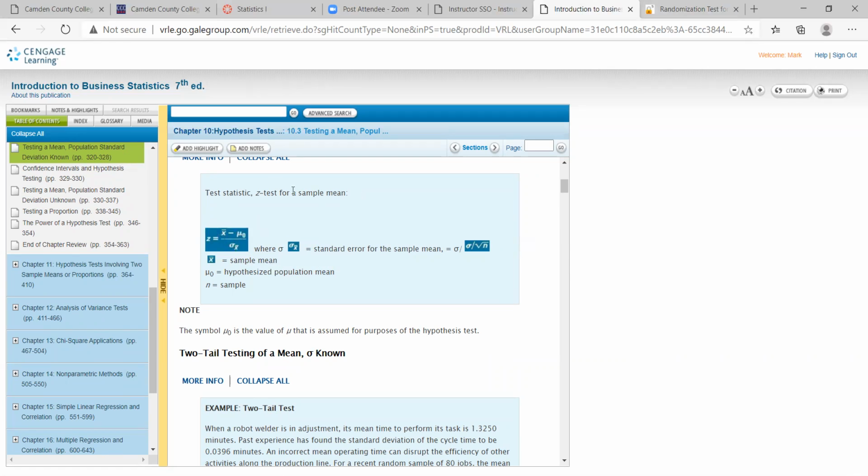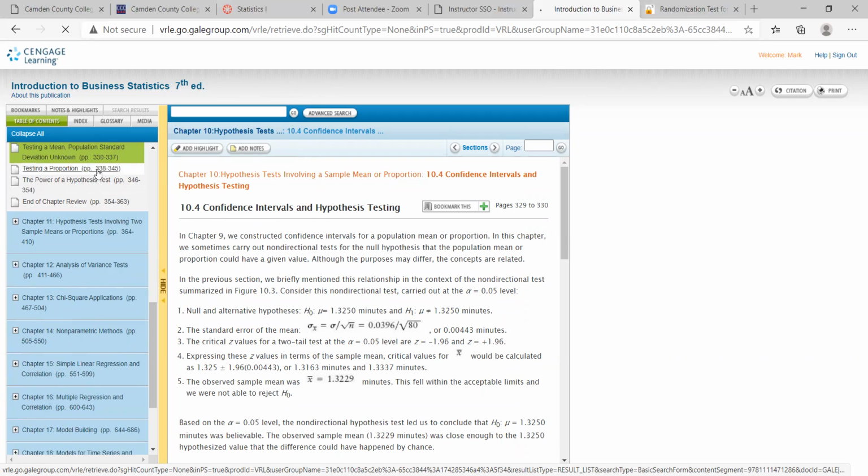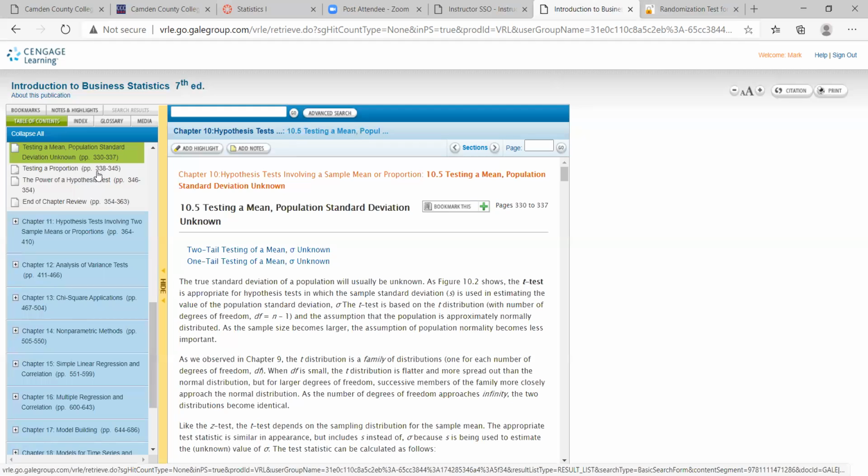If, on the other hand, we look at the next section, if we don't know, well, actually, that's not it. Where is it? I think I skipped one here.